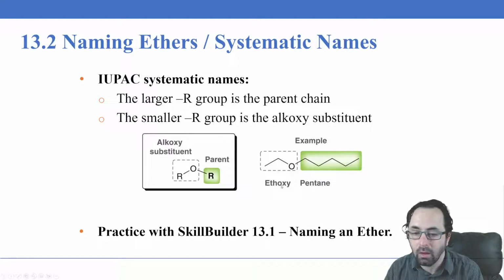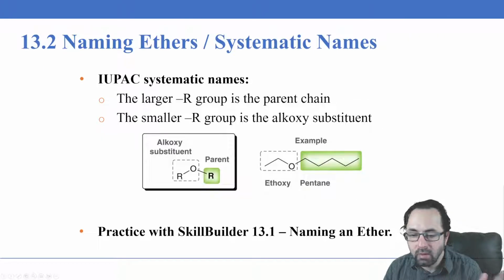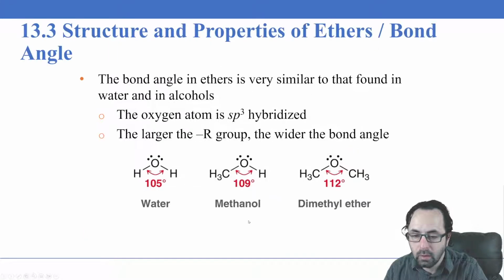The ethoxy, methoxy, all those are named as substituents in a similar way that methyl, ethyl, bromo, chloro, and all of those types of low priority substituents would be named. So pretty simple, not very exciting here. It's just the alkoxy group as a substituent like chloro, bromo. It's in that way. The parent chain is the longer chain. That's it. When it comes to bond angles, the bond angles are similar to that in water or alcohols.